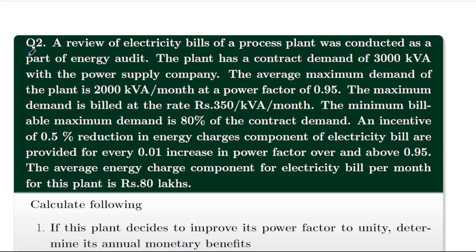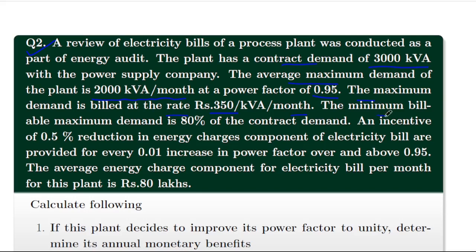Now coming to the next question. A review of electricity bills of a process plant was conducted as a part of energy audit. The plant has a contract demand of 3000 kVA with the power supply company. The average maximum demand of the plant is 2000 kVA per month at the power factor of 0.95. The maximum demand is billed at the rate of Rs 350 per kVA per month.